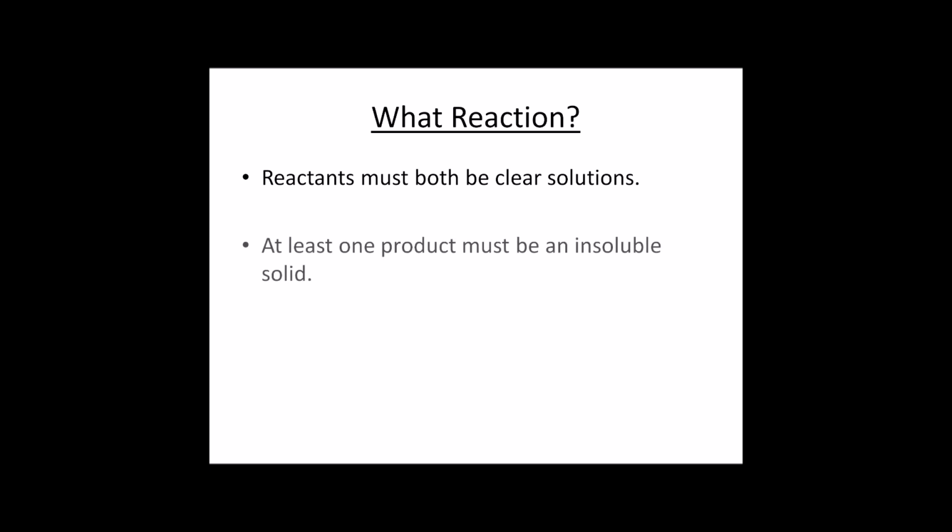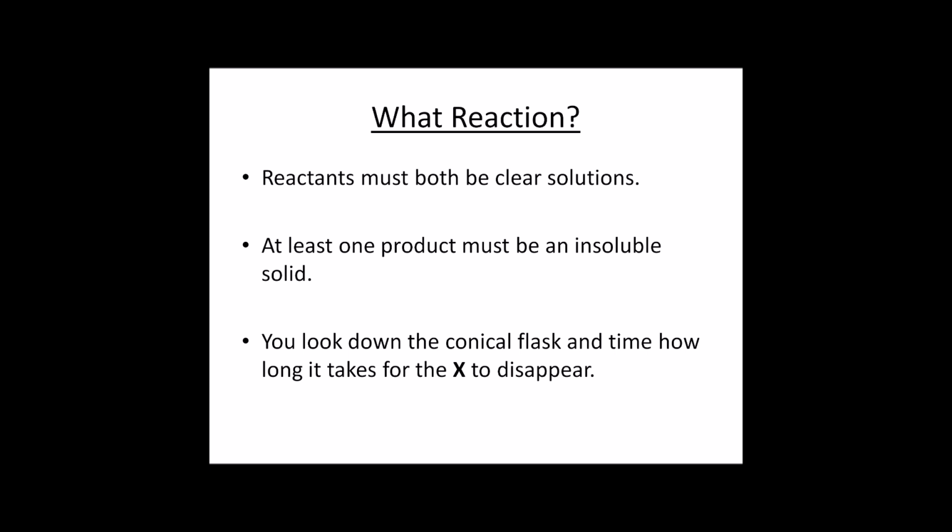Next question is what reaction? Both reactants must be clear solutions, because if they're not clear, it's going to make it harder to spot the cross already, and it makes this method null and void or redundant. And at least one of the products must be an insoluble solid which will precipitate out of solution and obscure your view. You're going to look down the conical flask and time how long it takes for the X to disappear as well, so it can't give off too many toxic products or be too dangerous.